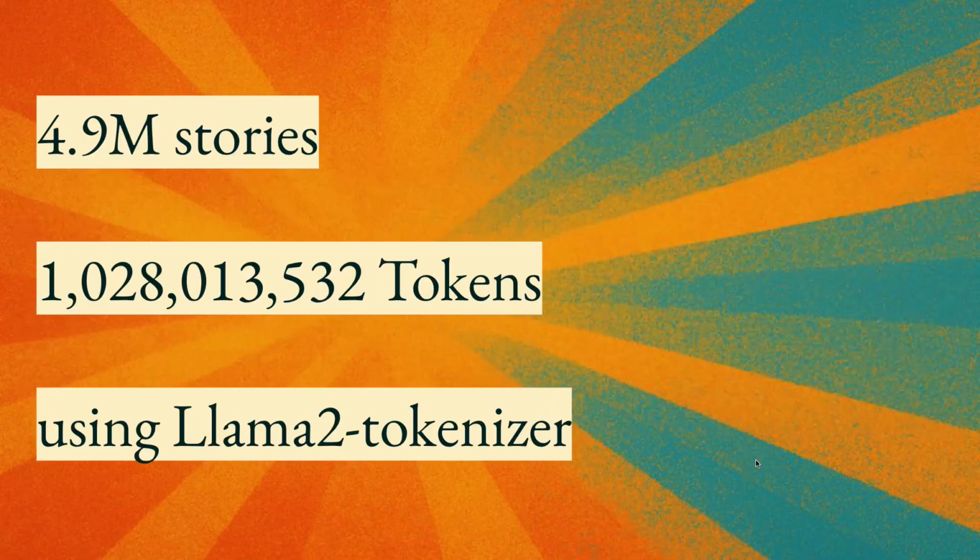So the training data set includes 4.9 million stories. This is from the Tiny Stories dataset. They have a tar file which contains stories from GPT 3.5 and GPT 4. I'm using the Llama 2 tokenizer, and this comes out to a little over 1 billion tokens, so about 1.03 billion tokens in the entire dataset.